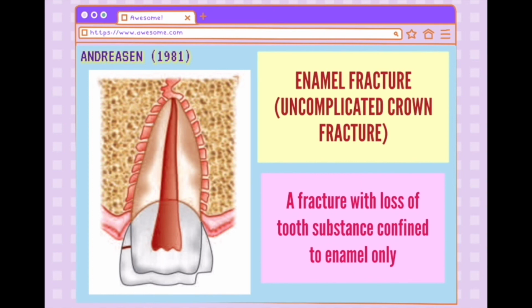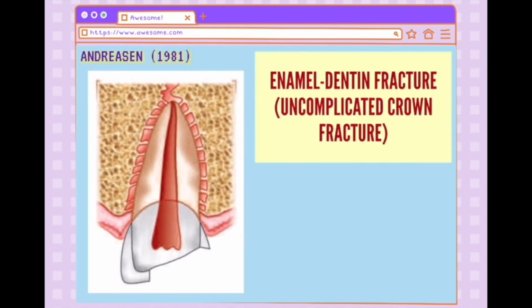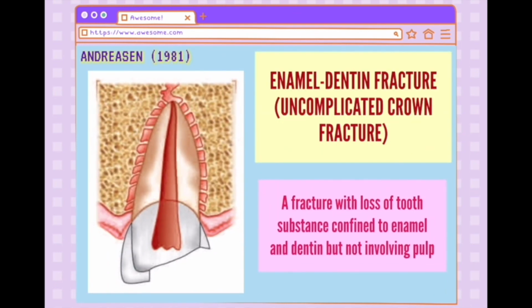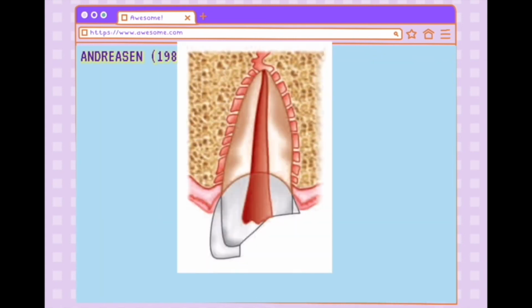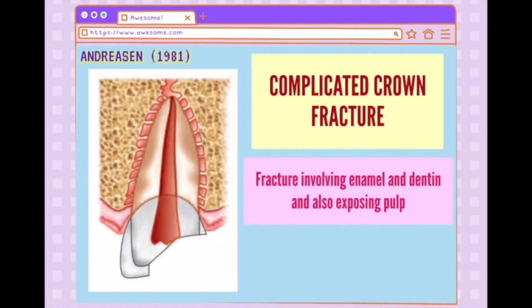It is a fracture with loss of tooth substance confined to enamel only. Enamel dentine fracture or uncomplicated crown fracture. It is a fracture with loss of tooth substance involving enamel and dentine but not exposing the pulp. Complicated crown fracture. It is a fracture involving the enamel and dentine and also exposing the pulp.